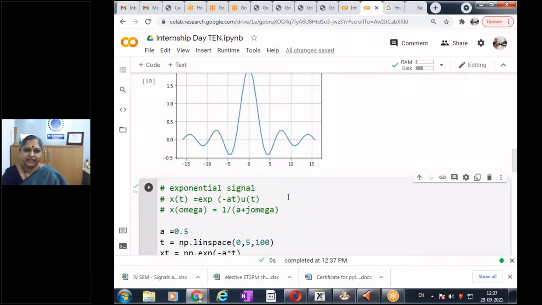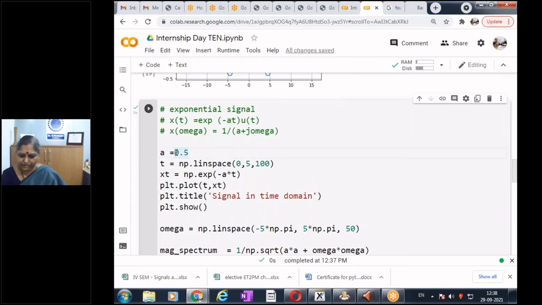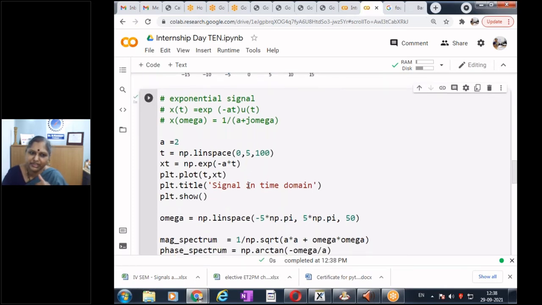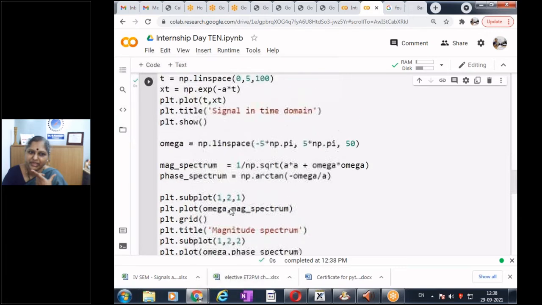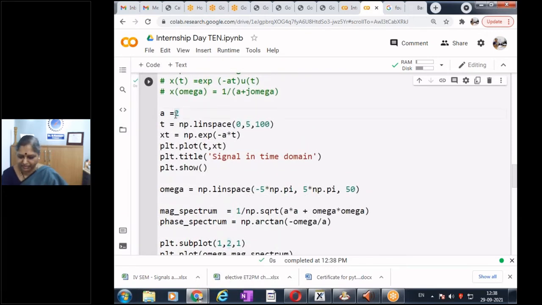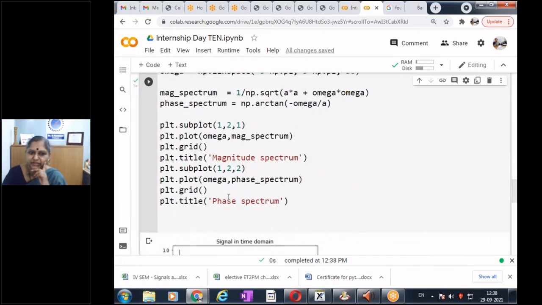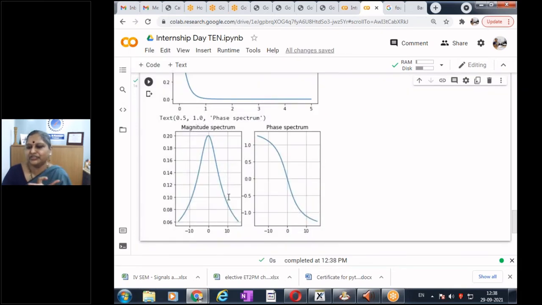This is A equal to 0.5. Let us say A equal to 1. Let me make A as 2. Now when A equal to 2, what happens? The signal decays fast in the time domain, and in the frequency domain it has slightly expanded. Let me make it even more, A equal to 5. It's compressing very fast in the time domain; it falls rapidly, and it expands in the frequency domain. So you cannot compress a signal in both the domains at the same time.